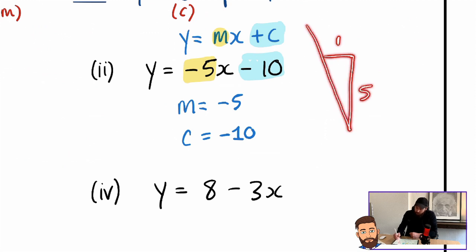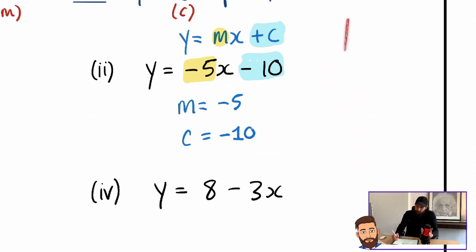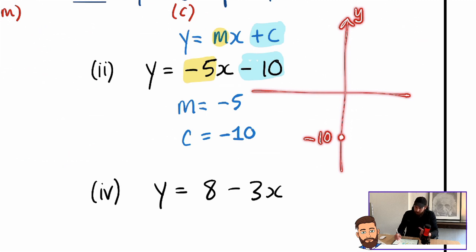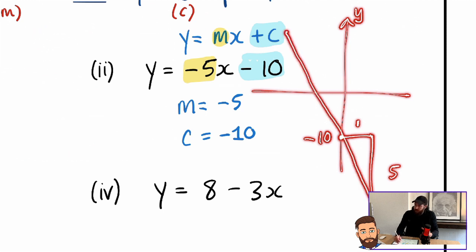And these little triangles I'm drawing, if you've watched the gradient from a line lesson, will make perfect sense to you. If you haven't, go and watch it. And what does c is minus 10 mean? Well, if c is minus 10, it means that it's going to cross the y-axis, remember, which is this one here, at minus 10. So if it crosses at minus 10, every time you go across 1, you have to go down 5. So the straight line would look something like that.